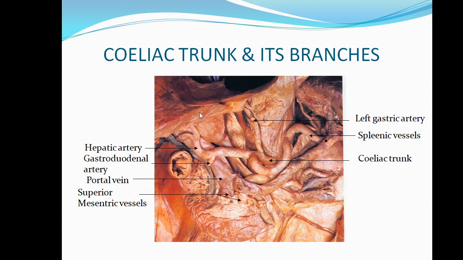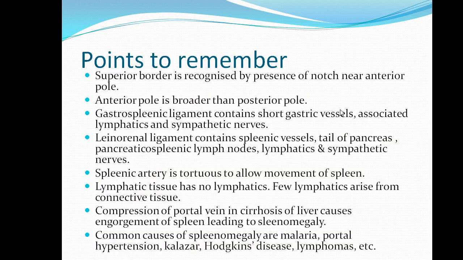Now, in the cases of cirrhosis of the liver, the portal vein is compressed, leading to back pressure in the splenic vein, and this leads to the engorgement of the spleen. So, in the cases of portal hypertension, the spleen is enlarged. The portal venous pressure can be measured by putting a needle in the spleen and measuring the pressure.